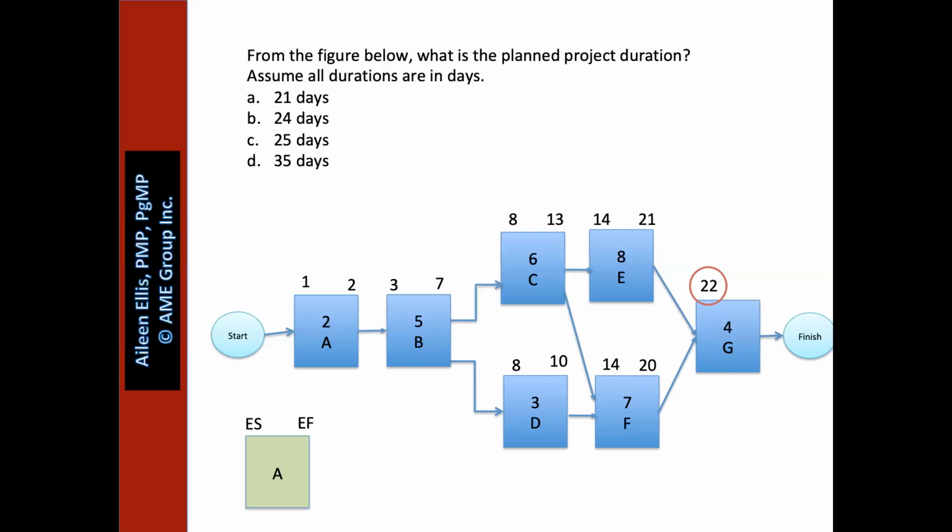Great job. What's the early finish of G? 22 plus 4 is 26. Subtract a 1 and we get to 25. So therefore the planned project duration, back to the question, is 25 days.